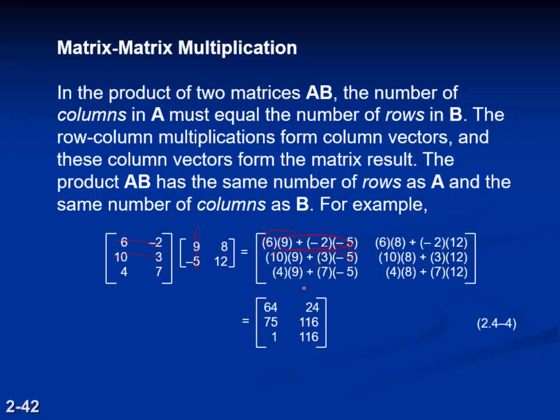So what we end up with is the number of columns here is going to determine the number of columns in the final answer. The number of rows in the first one determines the number of rows in the final answer. So this is a 3 by 2, and this is a 2 by 2. This determines the number of rows, and this will determine the number of columns in the final answer. Does that make sense in looking at what the final answer is going to be?